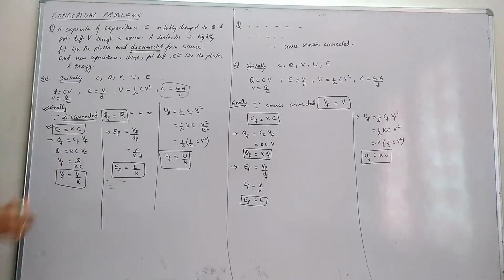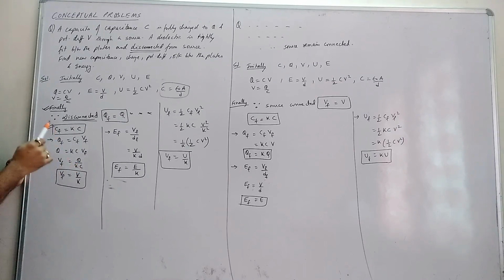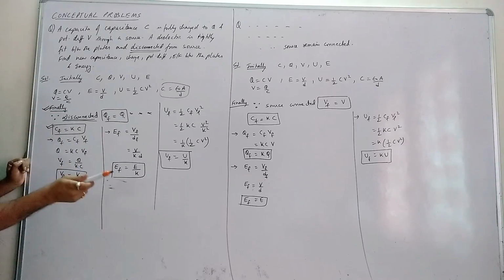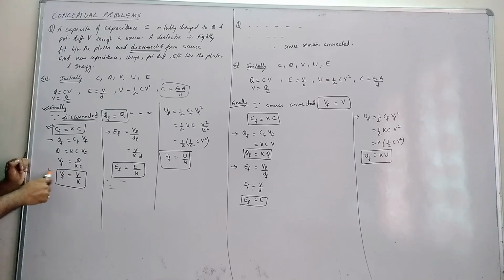Now the job is to apply the formulas. We know Q equals CV. The final charge, final capacitance, final potential difference. Final capacitance we know, final charge we know. We put the values and we get the final potential difference. Always we will write it in terms of the initial. The final potential difference we have to write in terms of the initial potential difference. What is the initial potential difference? Q by C. So the final is Q by KC, which is V by K. That is, the potential difference decreases by K, as capacitance increases by K.